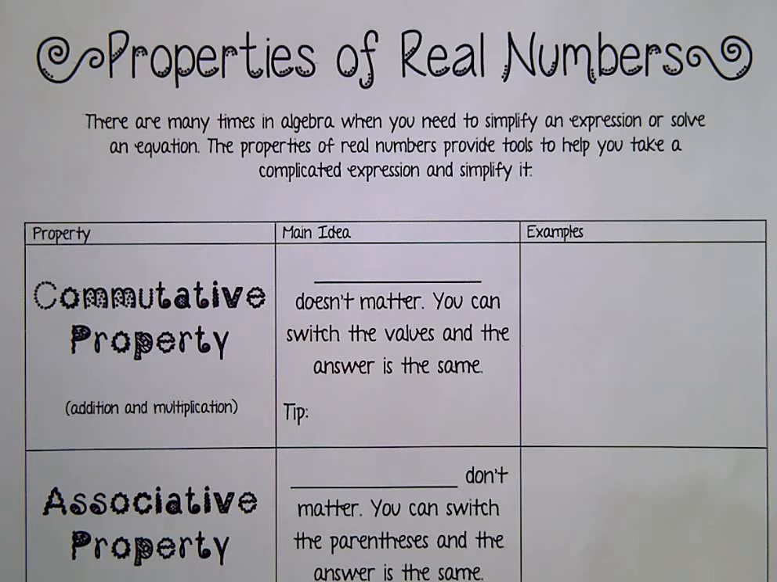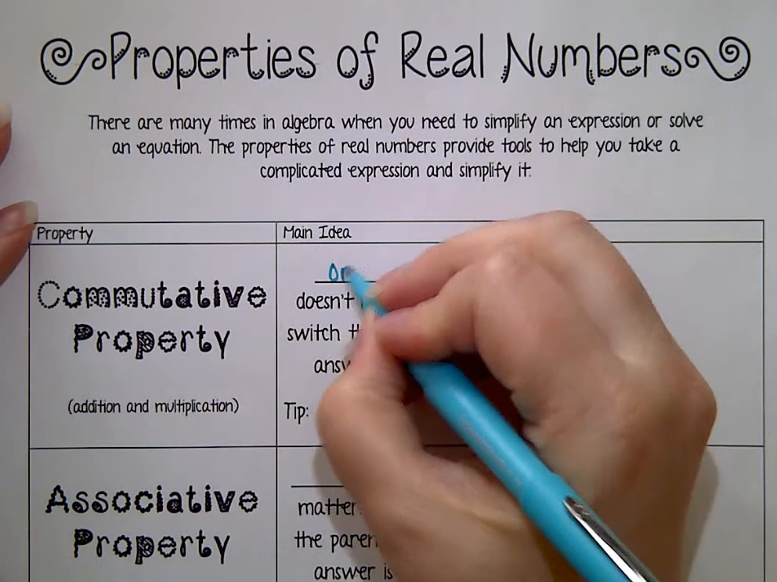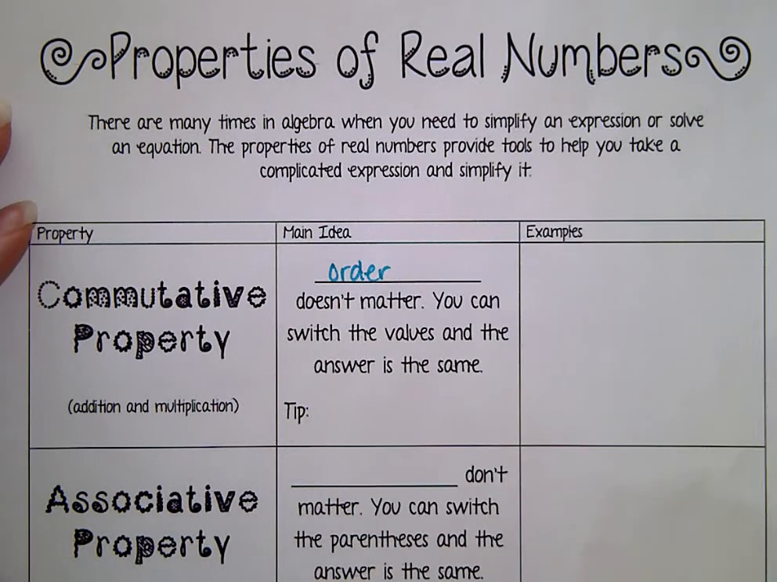This video will talk about the properties of real numbers. There are three main properties that you need to be concerned with. The first one is the commutative property. In this one, order does not matter. You can switch the values and the answer will stay the same.